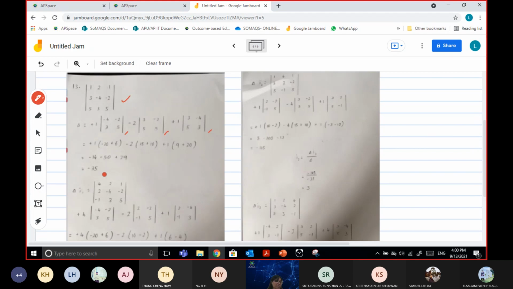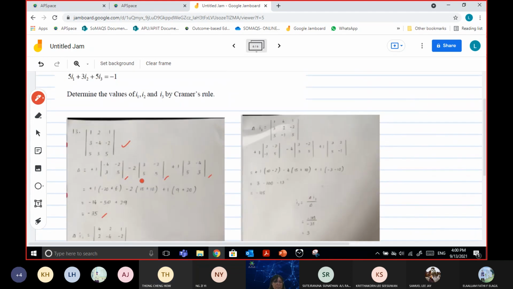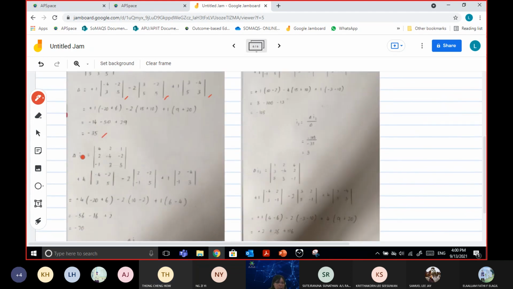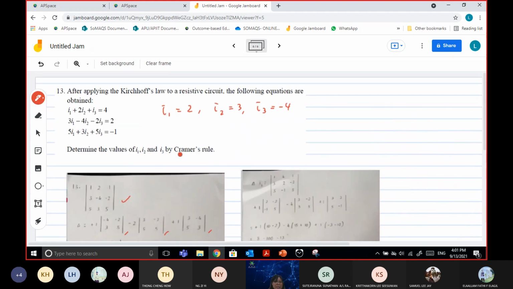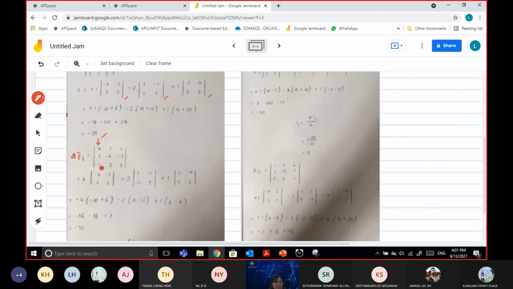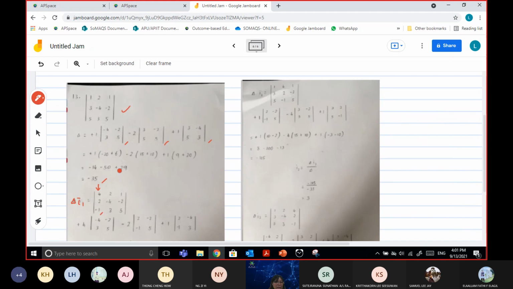Then the determinant is -35. The rest of the students who already did it, do you get -35 as well? Is that correct? Yes, miss. Thank you. Next is the determinant for I1. Determinant for I1 means you substitute the first column with the values here: 4, 2, negative 1. Correct. The rest remain: 2, negative 4, 3, 1, negative 2, 5.